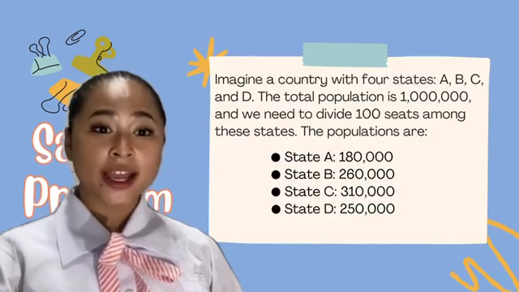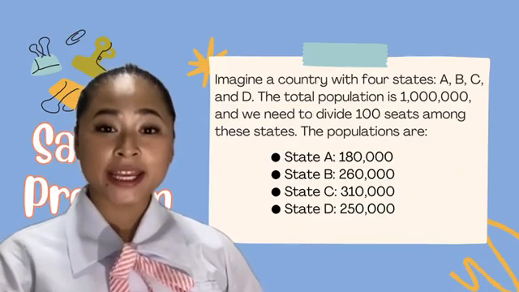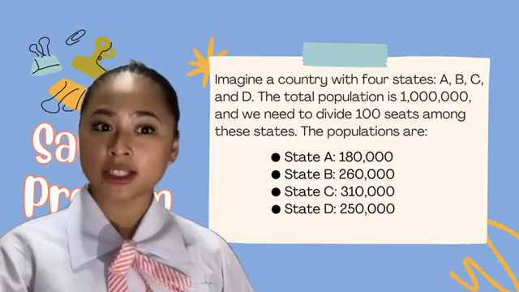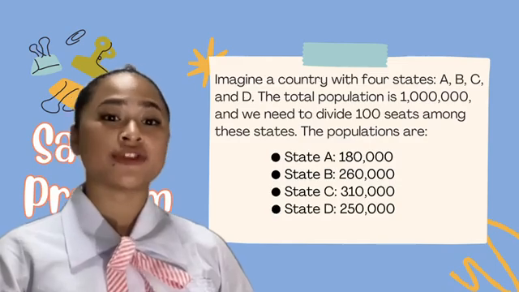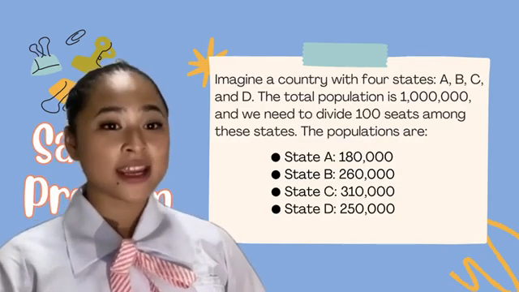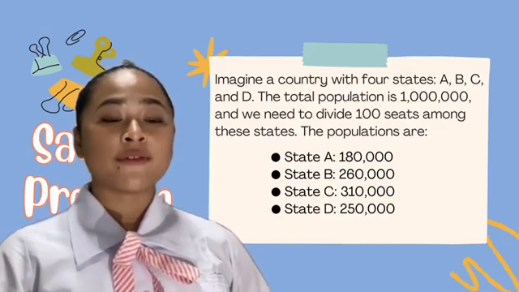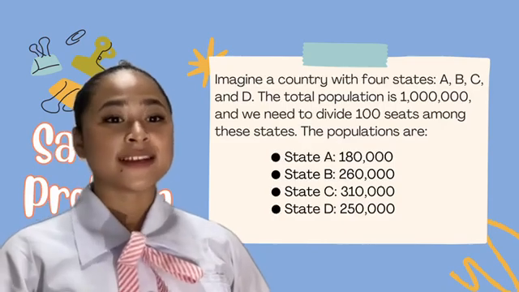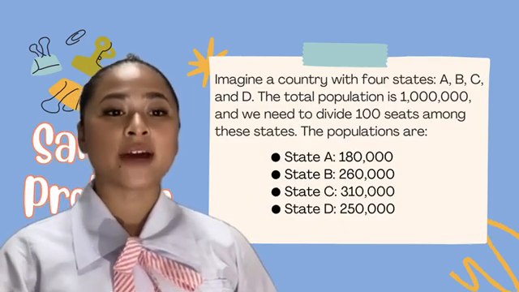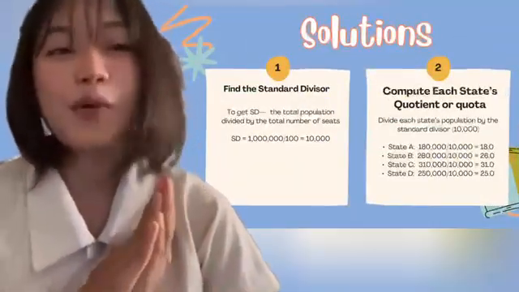Now let's try a sample problem. Imagine a country with 4 states, A, B, C, and D. The total population is 1 million, and we need to divide 100 seats among these states. The populations are: State A, 180,000. State B, 260,000. State C, 310,000. And lastly, State D, 250,000. Let's solve this problem using Webster's method.